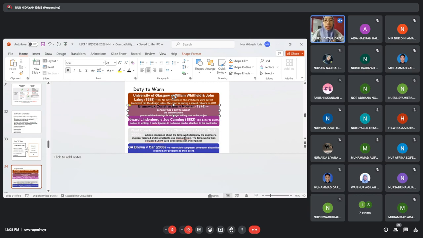So the subcon of the main contractor ni concerned sebab the way the temporary work designed by the engineers look sloppy. So the subcontractor proposed a new design to the engineer, but the engineer rejected. So the engineer instructed to use original design, my design, use my design, not your design. But then again, the temporary work collapsed. So client sued both contractor and engineer.